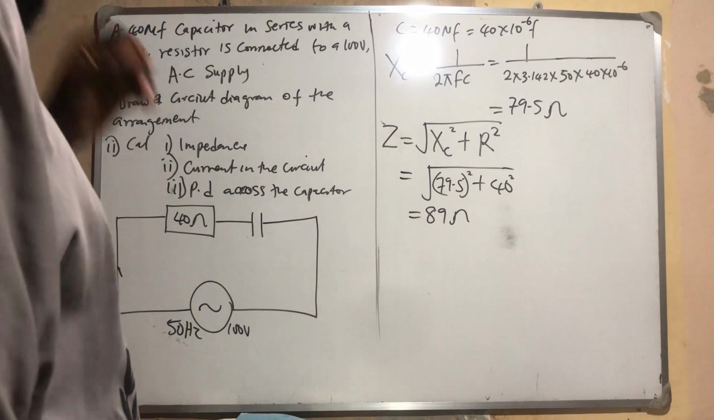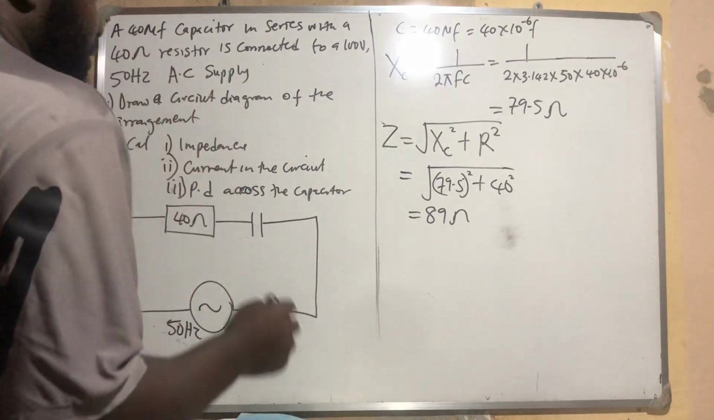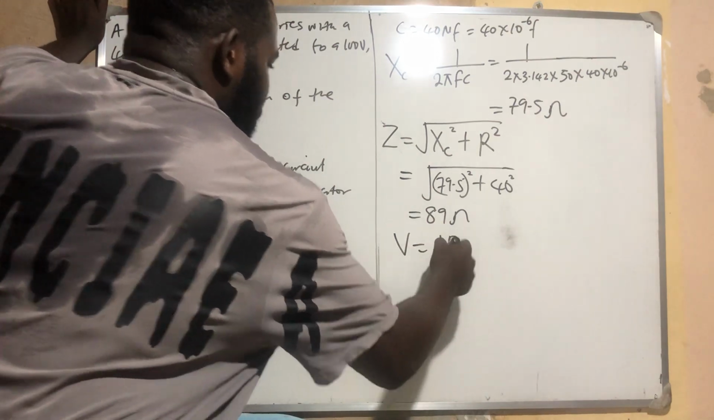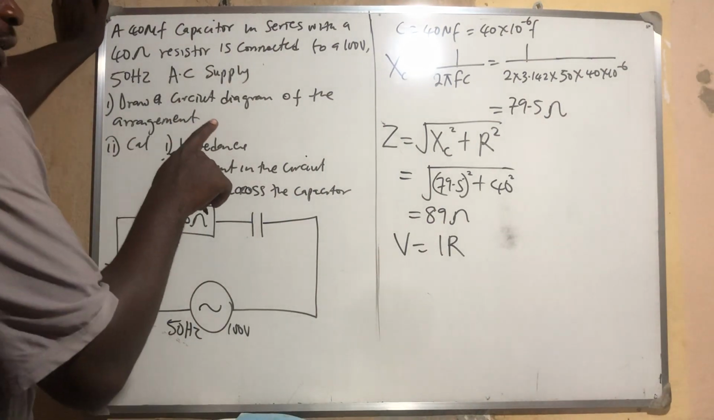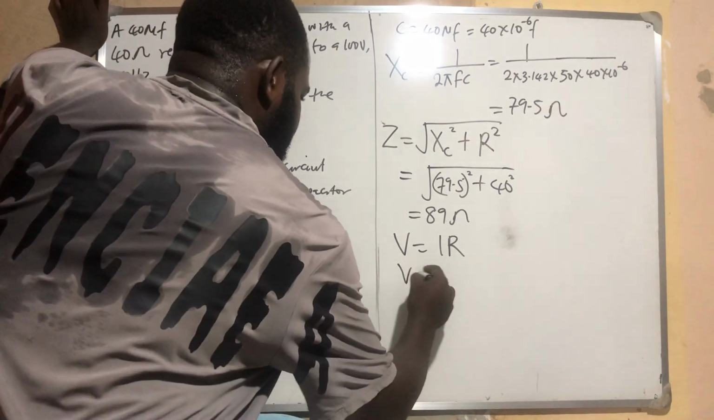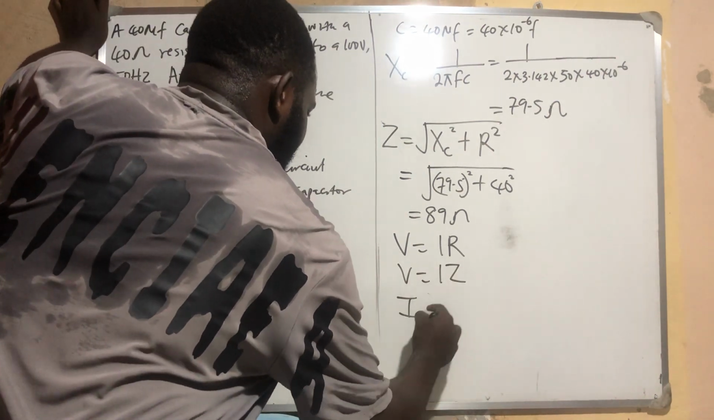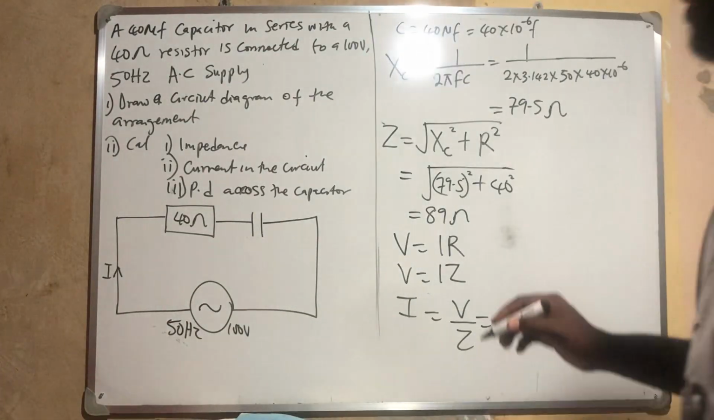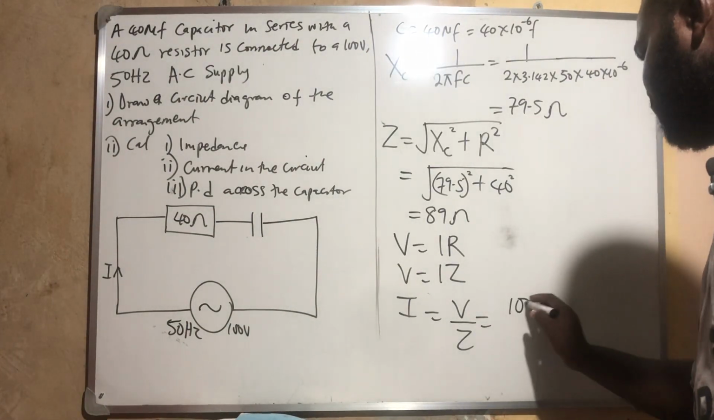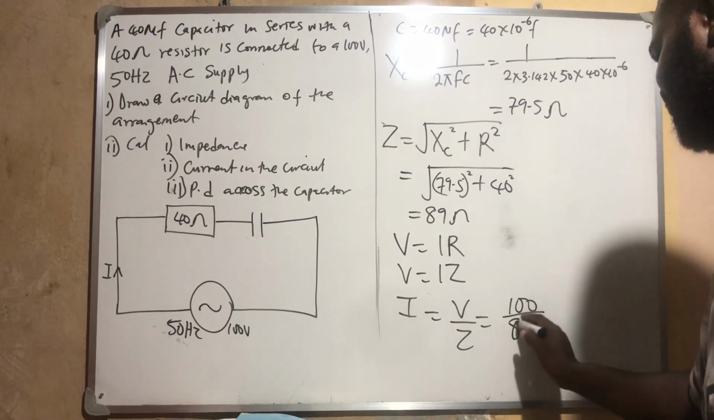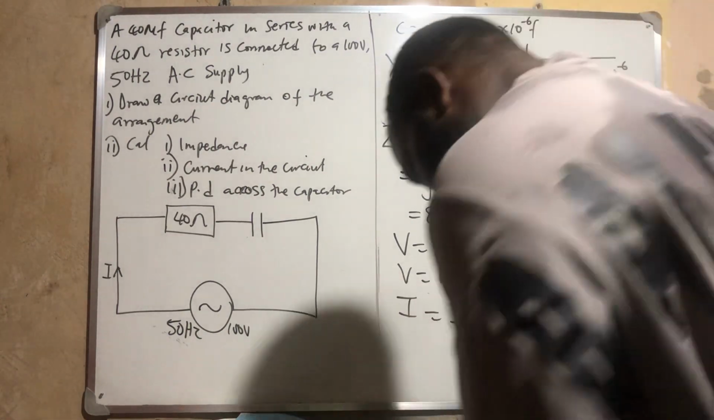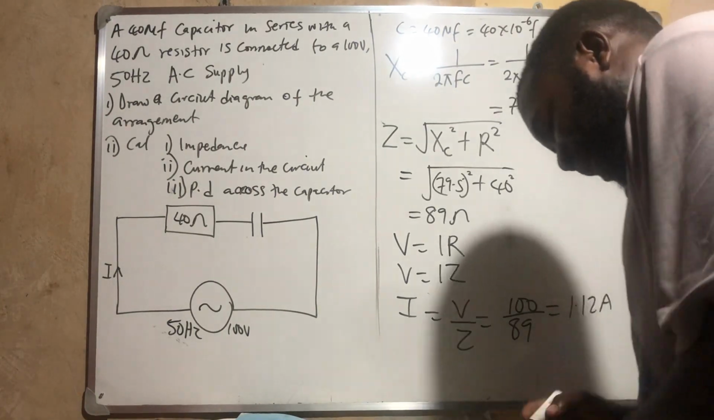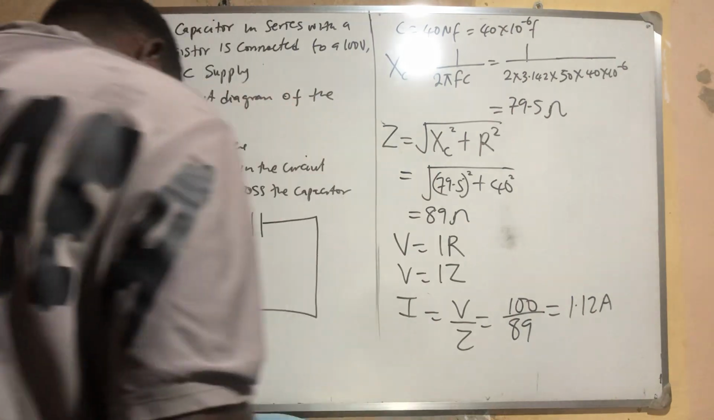The next thing they say we should calculate is your current. Don't forget that V is equal to IR, but I'm not using the R here. I'm using the impedance. So V is equal to IZ. So my I will now be V over Z. The voltage they gave me there is 100 volts, so 100 volts divided by my impedance 89. If you do that, you are going to get 1.12 ampere.